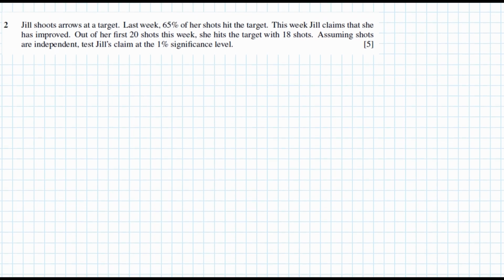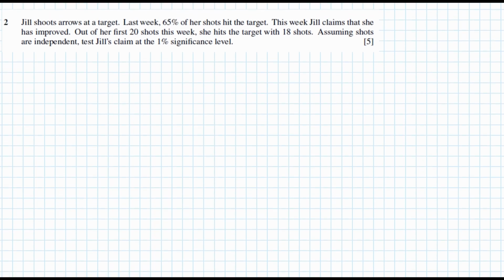Let's go on to the second question. Here we have Jill shooting arrows at a target. Good on Jill. Last week, 65% of her shots hit the target. She's doing better than most.